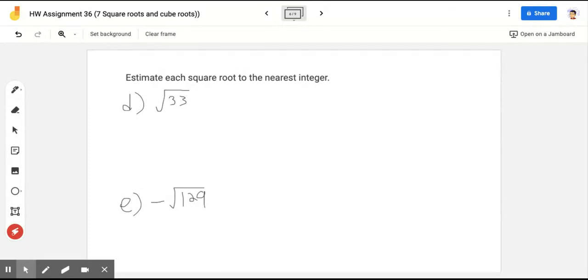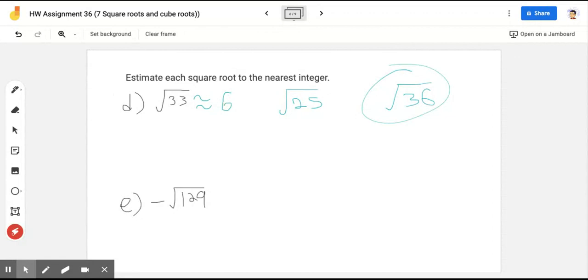So I know that the square root of 33 is somewhere between, and let's find some perfect squares that it's between, the square root of 25 and the square root of 36. All right, and we ask ourselves, which value is this closer to? Is the square root of 33 closer to the square root of 25 or the square root of 36? It seems like it is closer to the square root of 36. So the square root of 33 is approximately, this is a symbol we use for approximately, is approximately equal to 6.